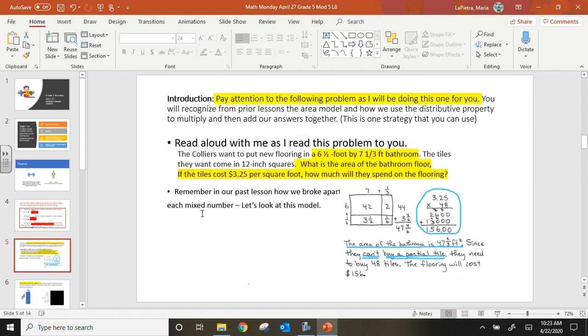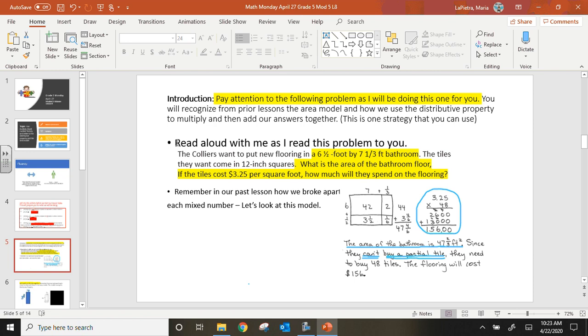Let's start. So pay attention to the following problem, as I will be doing this one for you. You will recognize from prior lessons the area model and how we use the distributive property to multiply and then add our answers together. This is one strategy that you could use. So read aloud with me as I read this problem to you.